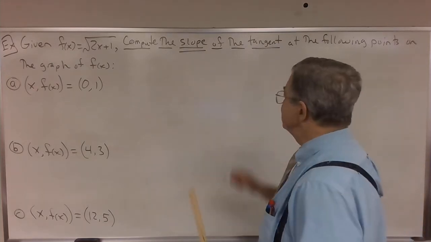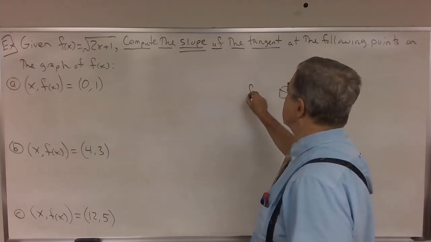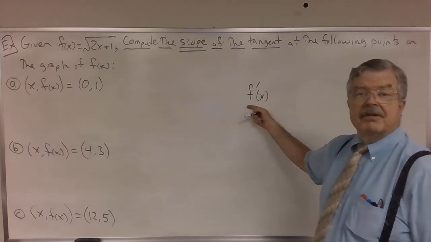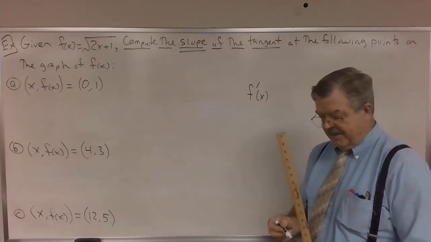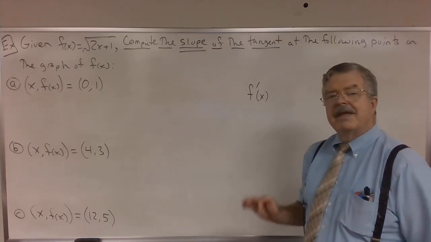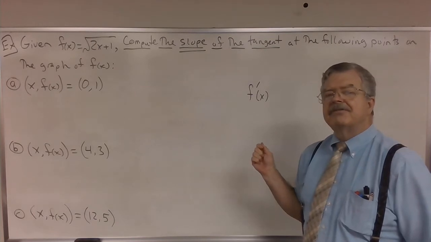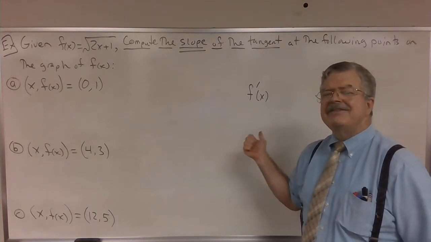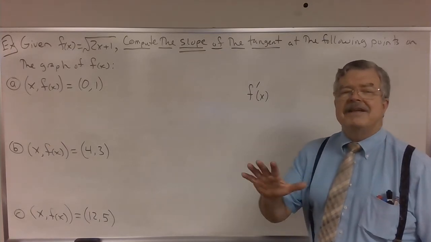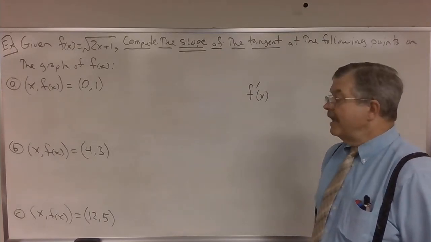We represent the derivative with this symbol, f prime of x. And the derivative of a function is an expression that gives the slope of the line tangent to the graph of the original function for any value of x.